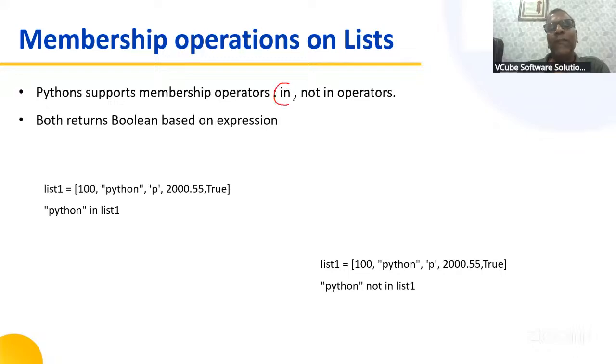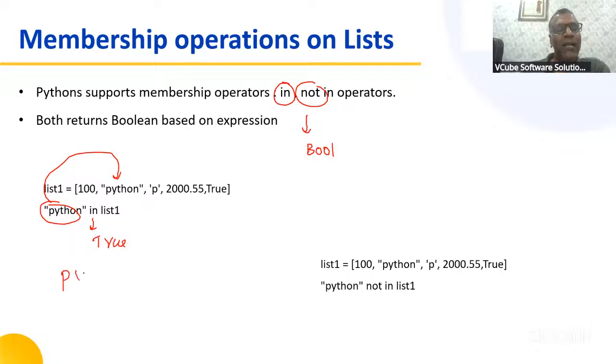Now let us discuss membership operations. Python supports two membership operations, in and not in. Both of these return a boolean. Now I am asking Python, is small Python available here? Yes, so this in operation returns true. If I take capital Python, can anyone tell me the answer? Capital Python is not available, so this in operation returns false. Is it okay for all of you?